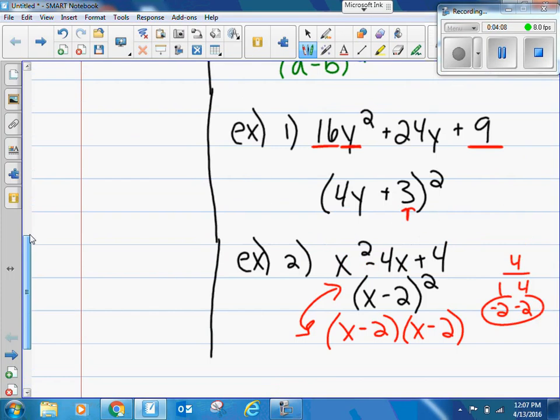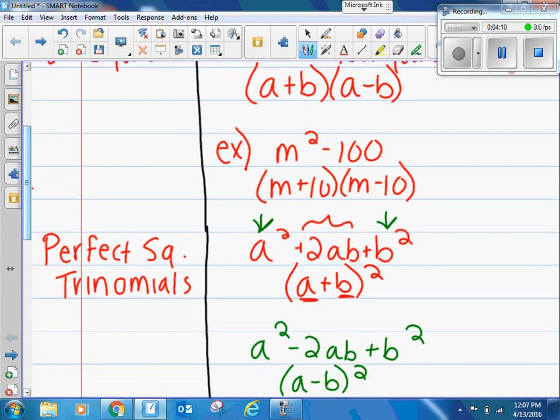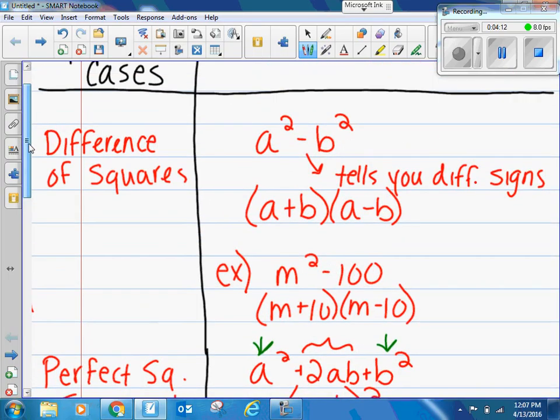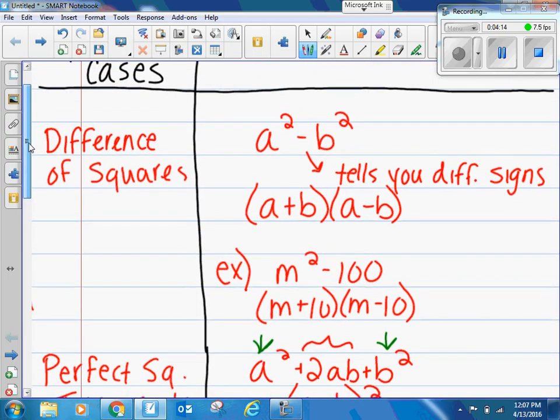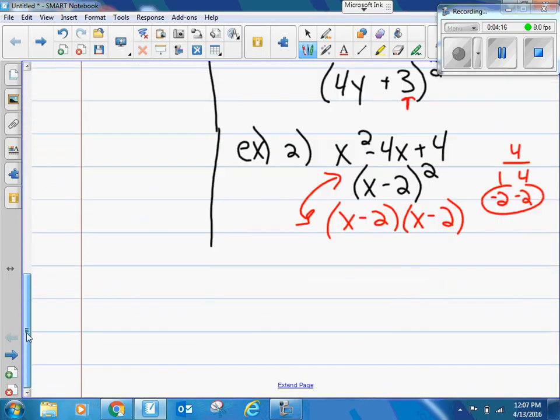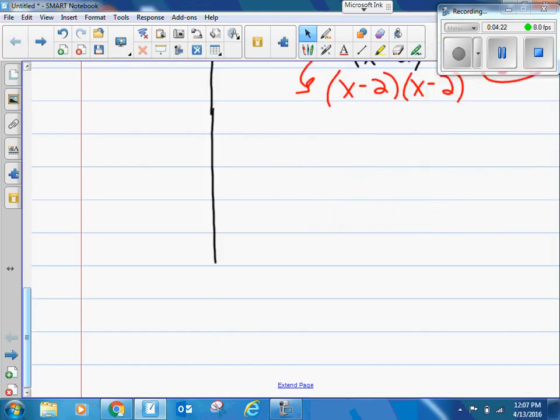But this one at the top, the difference of squares, you will see all the time, and you need to be able to recognize when to use that pattern. Okay, so let's look at a couple more examples. These are going to be a little bit more complex. Remember, we always GCF first. We're going to check for perfect squares, and then we're going to factor.